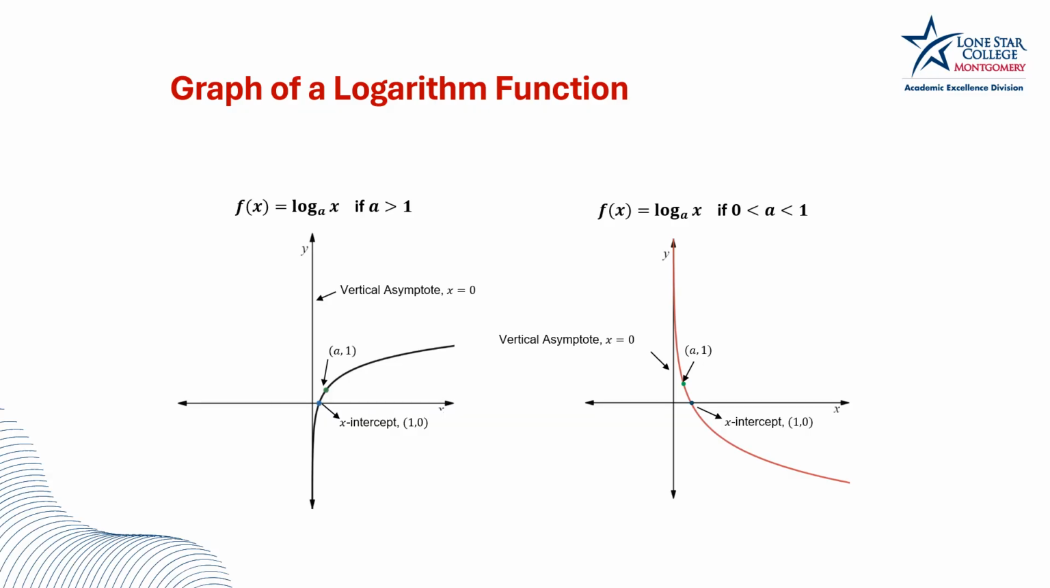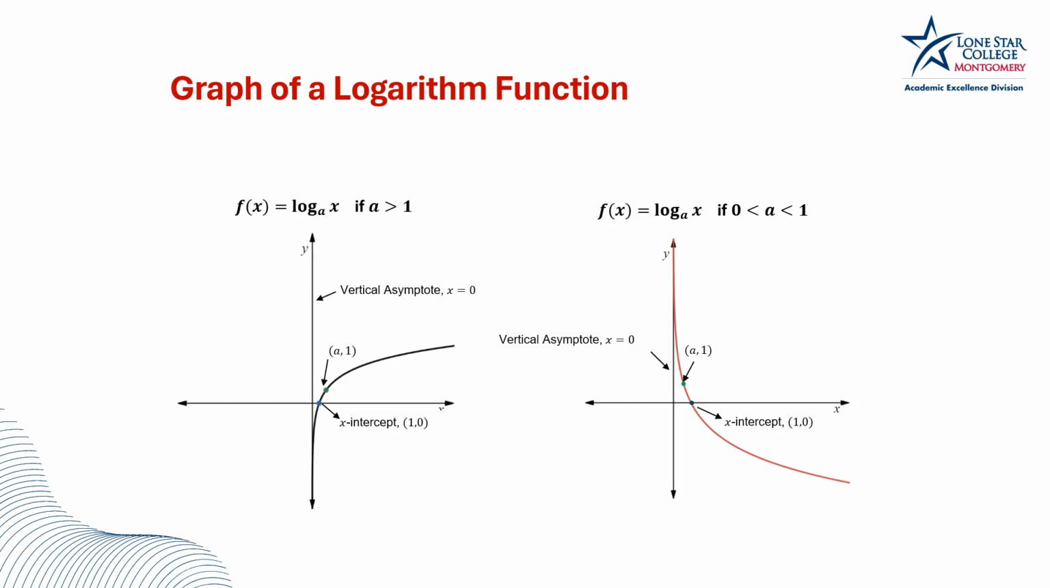So let's look at the graph of a logarithmic function. On the left here, we have f of x equals log base a of x if a is greater than 1. So this time, instead of having a y-intercept, it actually has an x-intercept at (1, 0). And also, instead of having a horizontal asymptote, it now has a vertical asymptote at x equals 0. And instead of coming from the left and going up, it's actually coming from the bottom and going up to the right. So it's moving along here and going over to the right side.